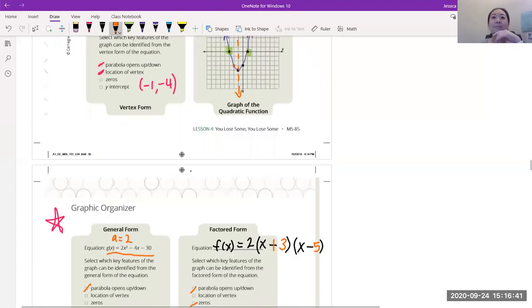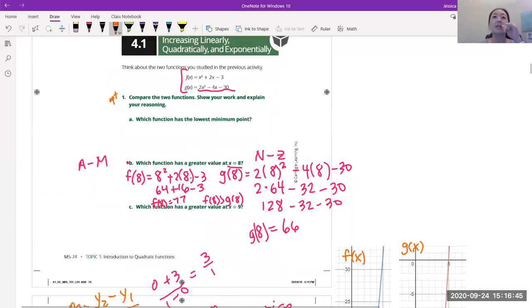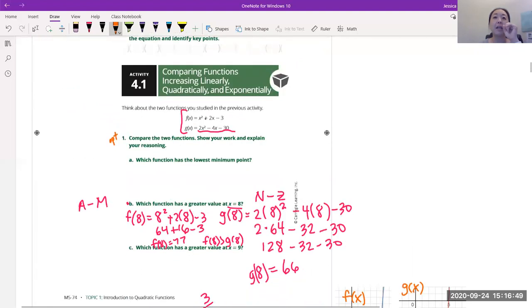We've got to go up. So we're flipping back to our previous page. Oh yep, see, we just did 85, 86. And now we're going to do problem number B, letter B. So basically we have these two functions, f of x and g of x, right? And what we want to know is which function has a greater value at x equals 8? We don't know, so we've got to plug it in.